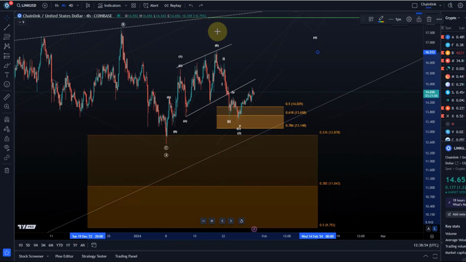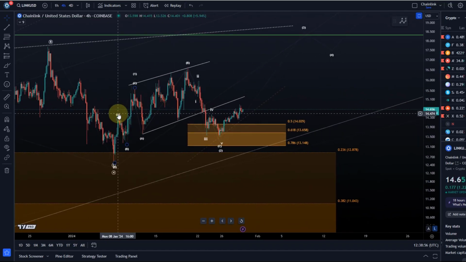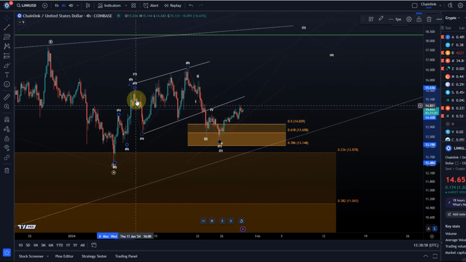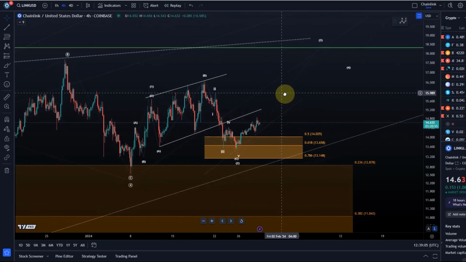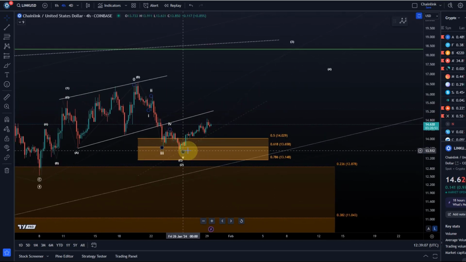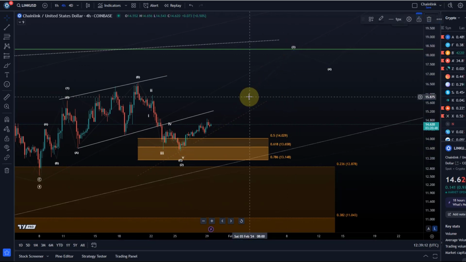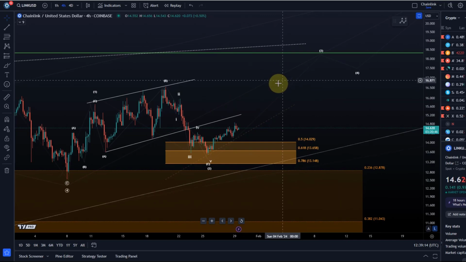And then, looking at the micro structure here, the wave 1 basically is an ABC structure, and the C wave down there, that indeed might have completed here. So again, it's possible. It turned around in this micro support area. Wave 3 to the upside could be indeed unfolding, but it takes a bit more action to confirm that.